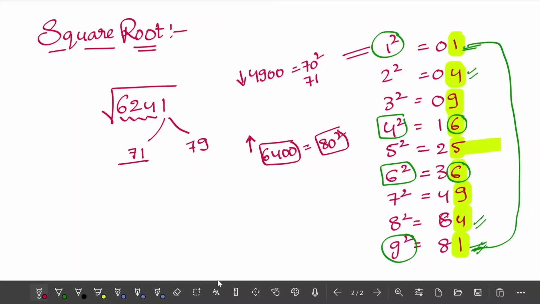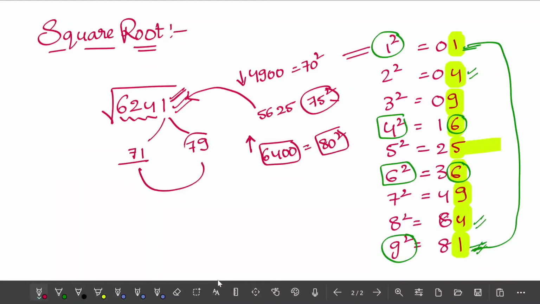Sir, we can't use common sense, we only want a method. So now do this thing. Find out 75 square. What is 75 square? 5625. Now this number 6241 is greater than 5625, which means the square root of this number should be greater than 75. Who among these two is greater than 75? 79. The answer is 79. Over.